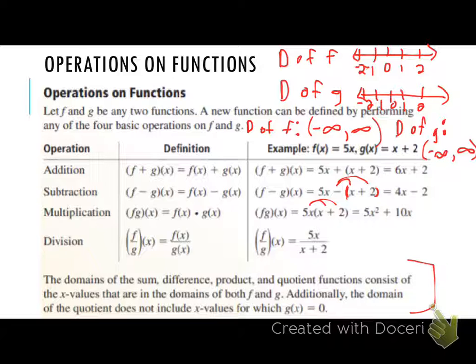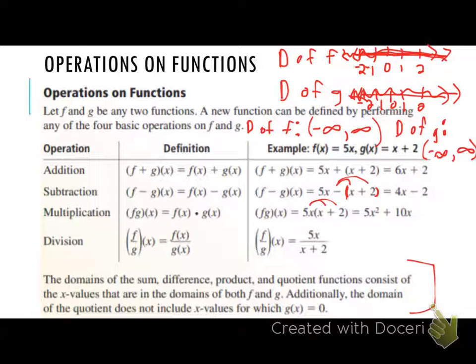We said it was all real numbers, right? So this whole graph would be shaded. Same thing for g, correct? So the domain of all of these new functions is the overlap of the two domains of my original functions.